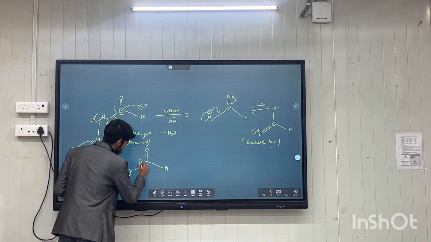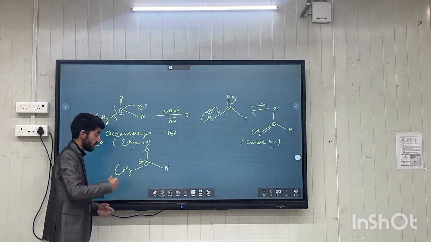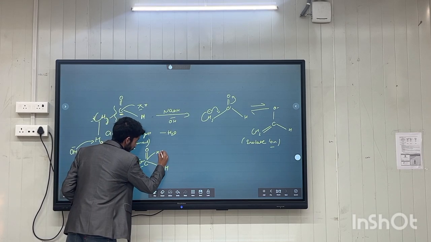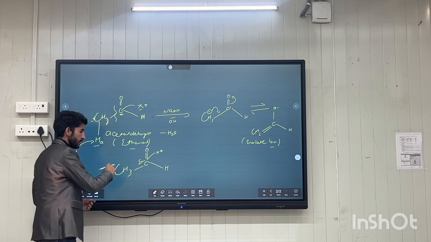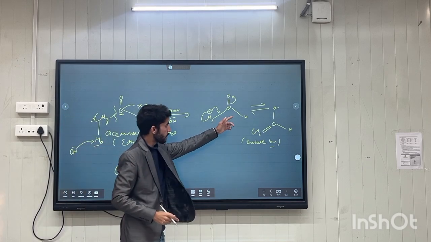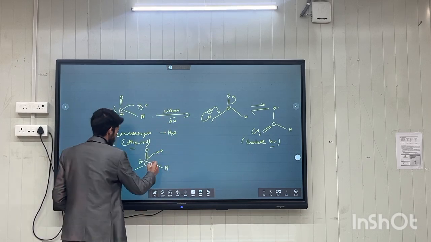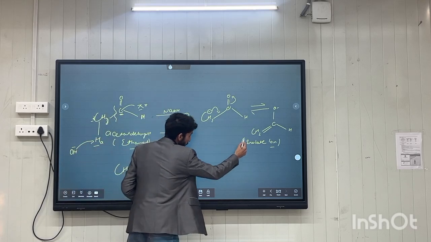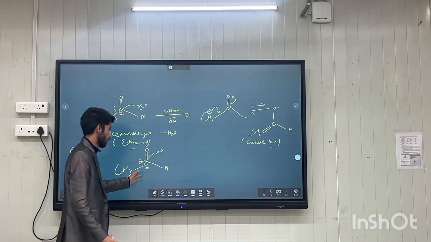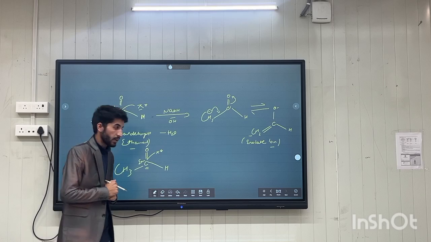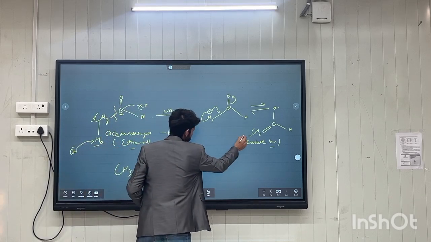Now there is a possibility. This is the electrophilic carbon, which has the vacant pi star orbital, and this enolate ion will come and react with it. Now you will think, sir, will this oxygen, which has the negative charge, react with this carbon atom, or will this carbon react with the electrophilic carbon? This is again a resonating structure.